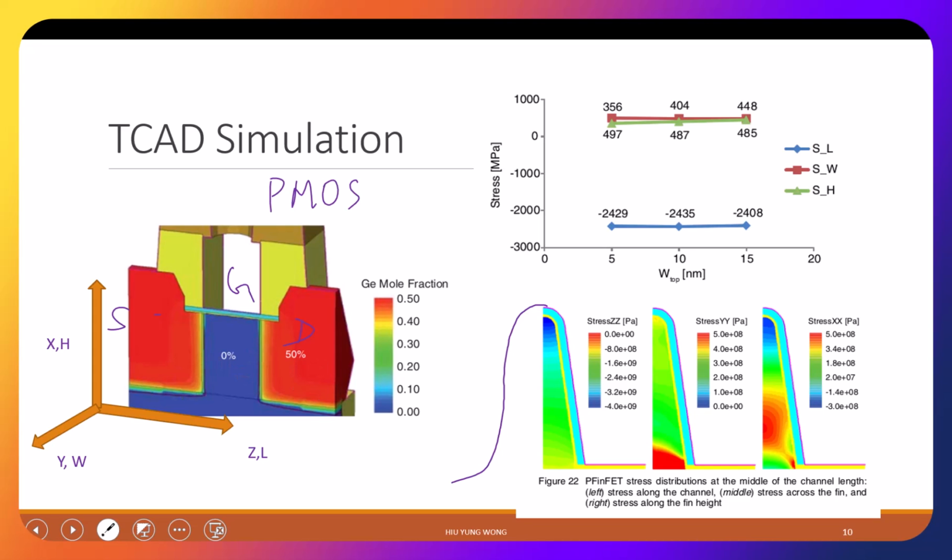Any question? Is this simulated in Centaurus? Yeah, that is a Centaurus picture. They are simulated there. Okay.